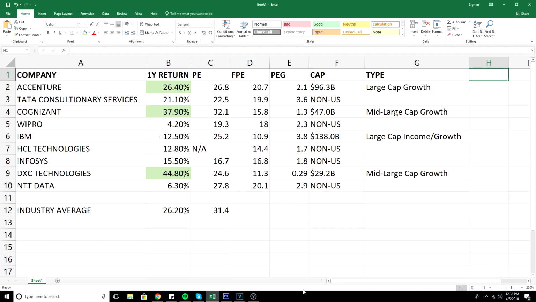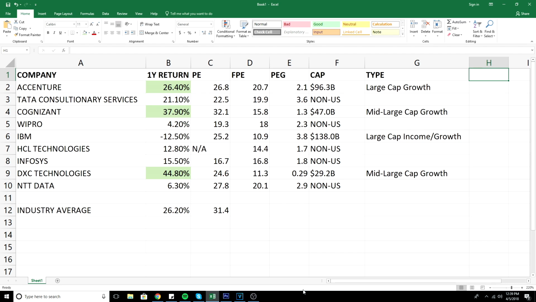So first of all, we have Accenture here. They've had a 26.4% return. We had Tata Consultancy Services, a 21.1% return. Cognizant had a 37.9% return. Wipro had a 4.2% return. Now, IBM might be an interesting one here as well. This is one of those Dow Jones Industrial Average stocks, more of a value investment here. They're down 12.5% over the last year. HCL Technologies up 12.8, Infosys up 15.5, and DXC Technologies was the top performer on this list at 44.8%, and NTT Data at 6.3%.